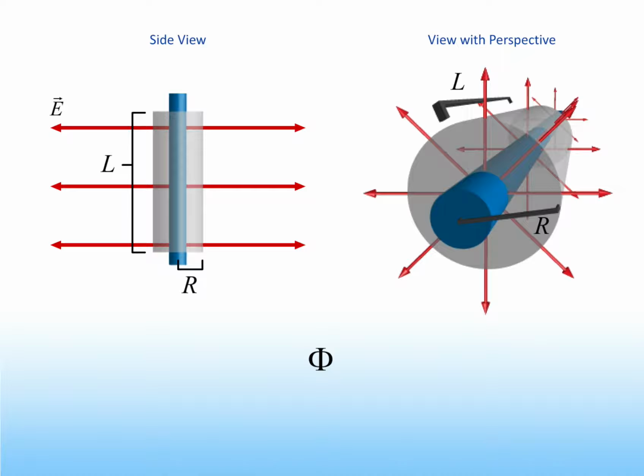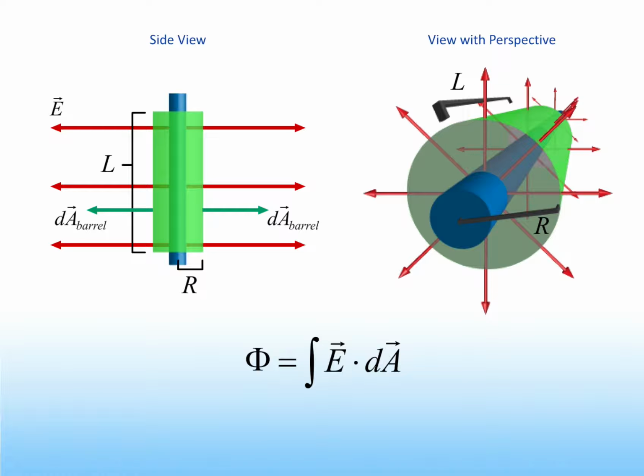Therefore, the total flux through the entire cylinder is just the flux through the barrel of the cylinder. This flux is easy to calculate, since the field is everywhere perpendicular to the surface, and the magnitude of the field is a constant over the surface. Consequently, the flux is just equal to the product of the electric field and the surface area of the barrel. The surface area of the barrel is just equal to the circumference of the circle times the length.